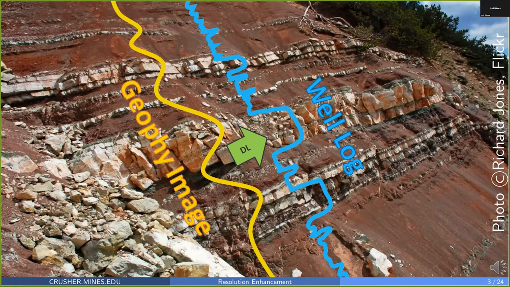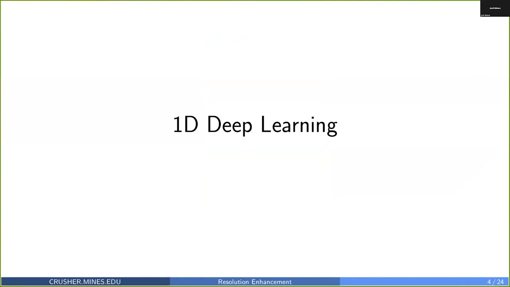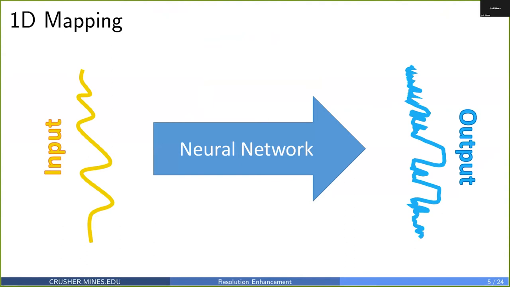So one can devise a mapping function to go between the low resolution geophysical image and the high resolution well log. This can be done using multiple approaches. In this case, I start with a one-dimensional approach for vertical wells, and then we'll show results for two and three dimensional images. First, the one-dimensional approach. As I showed in the previous slide, the seismic trace along a vertical well becomes the input, and along the same vertical well, the well log becomes the output. If we have multiple wells, we can train the neural network on these inputs and outputs, come up with a deep learning model, and then apply that model to the whole volume of seismic data to enhance its resolution.